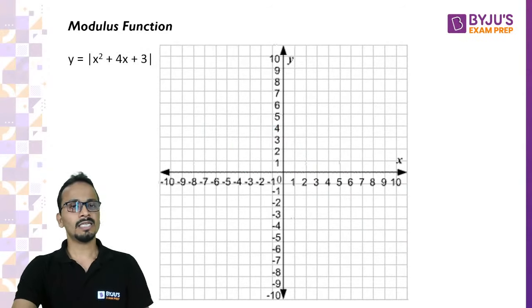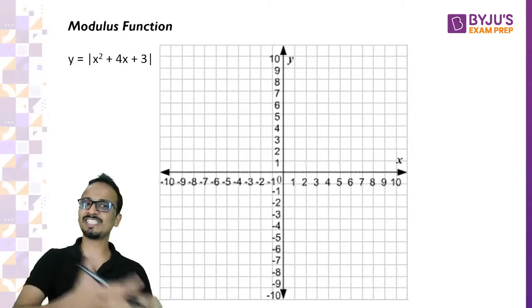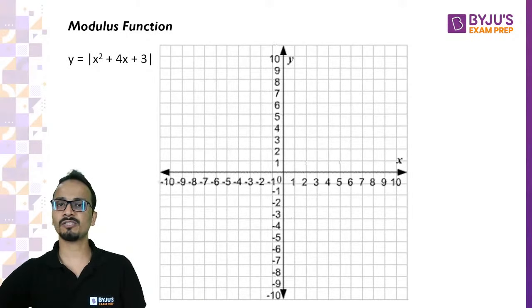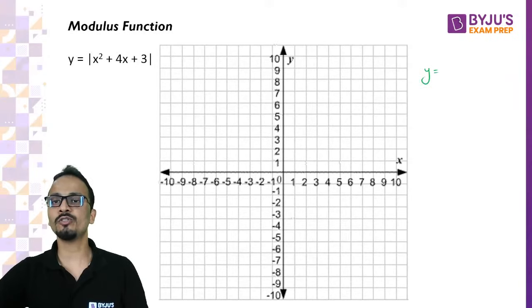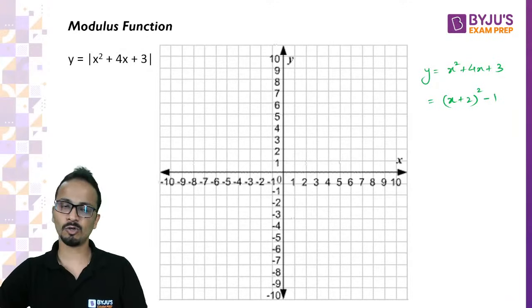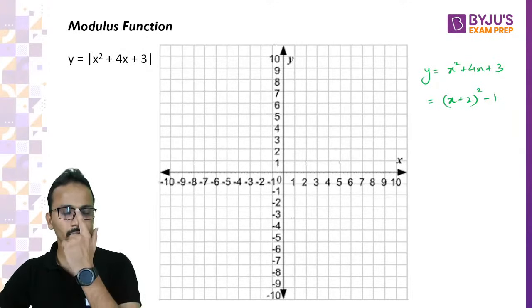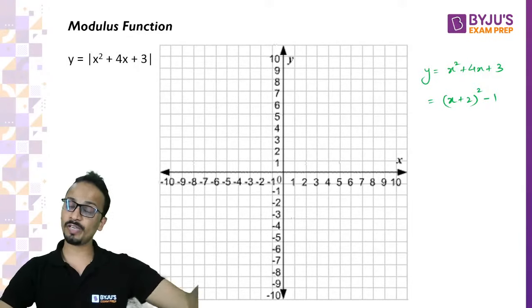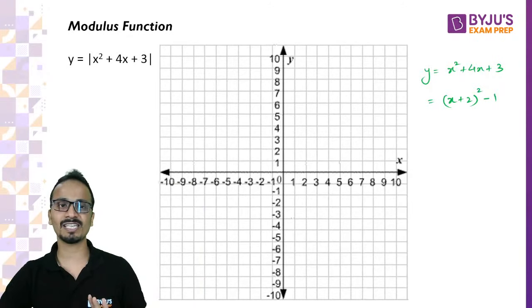Great. Now further, the same thing from where we started, y equal to modulus of x square plus 4x plus 3. So y equal to x square plus 4x plus 3. How did we convert this one to a perfect square? It was x plus 2 whole square minus 1. So I am plotting the graph for y equal to x plus 2 whole square minus 1, which we have already seen at the beginning of this class.